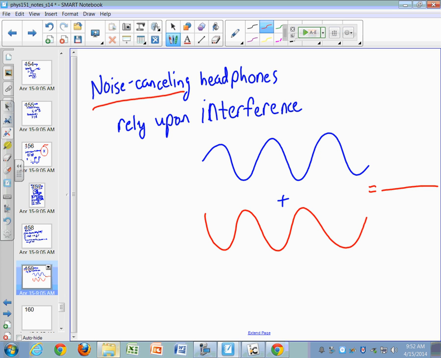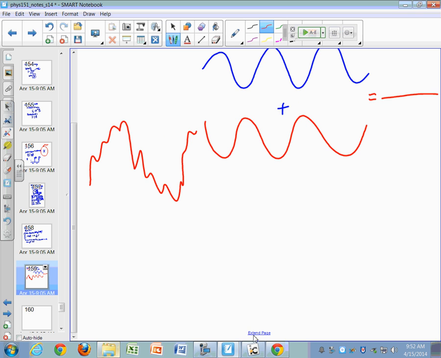Sounds are actually very complicated. Let's say the microphone detects a waveform that looks like this. What the headphones will attempt to do, and they can be good or bad at this, is produce a sound that is exactly opposite. You get the idea.